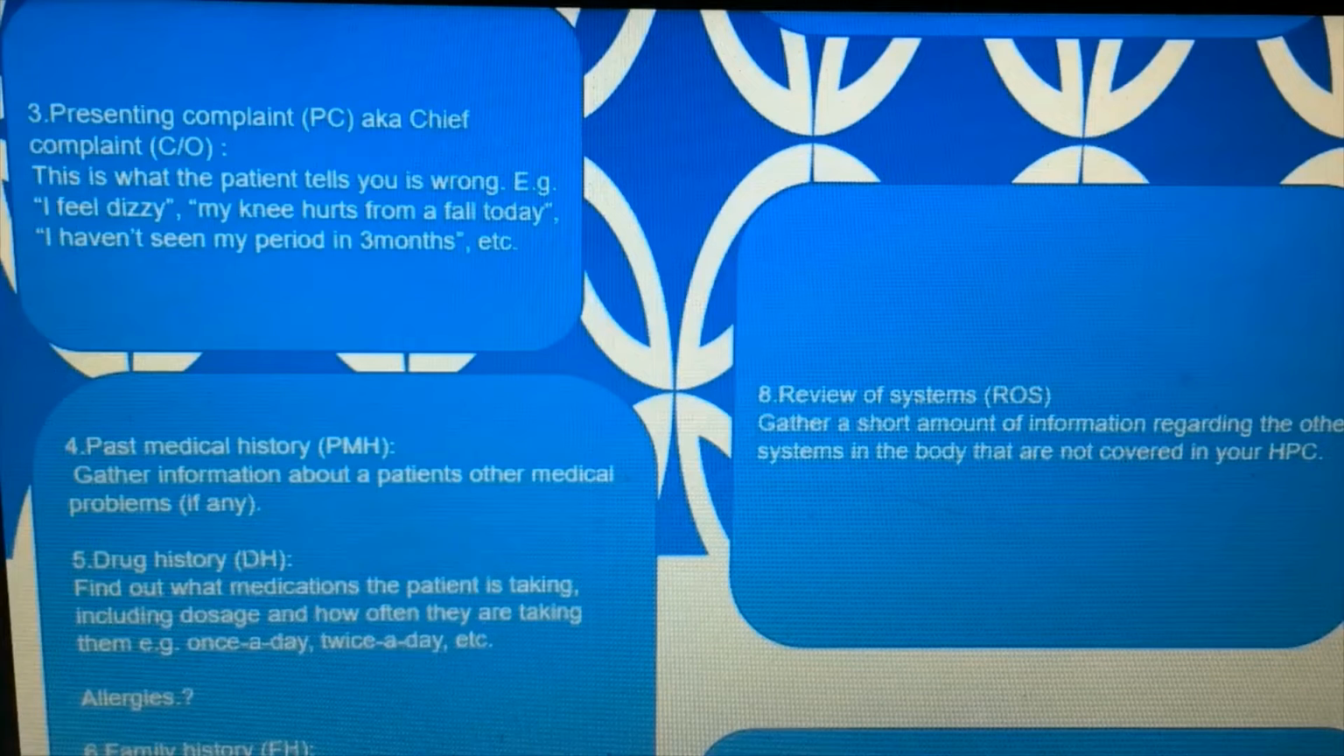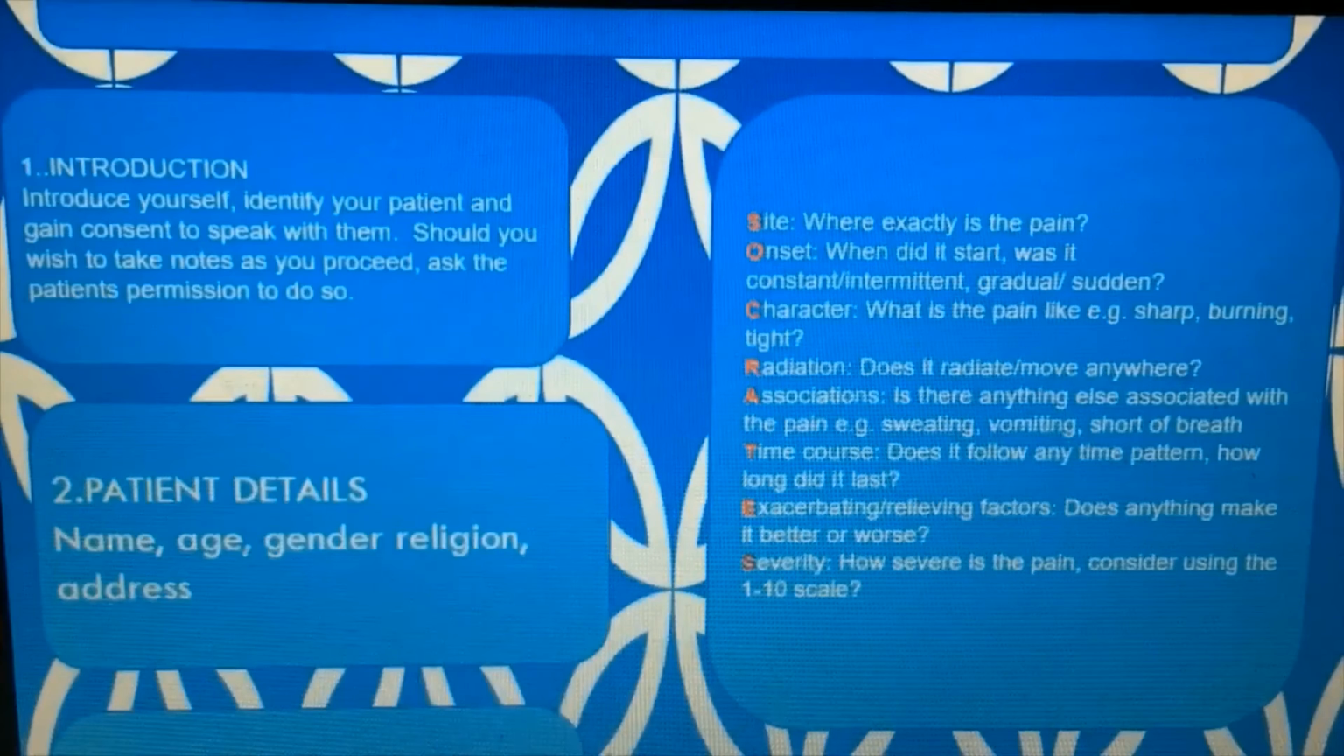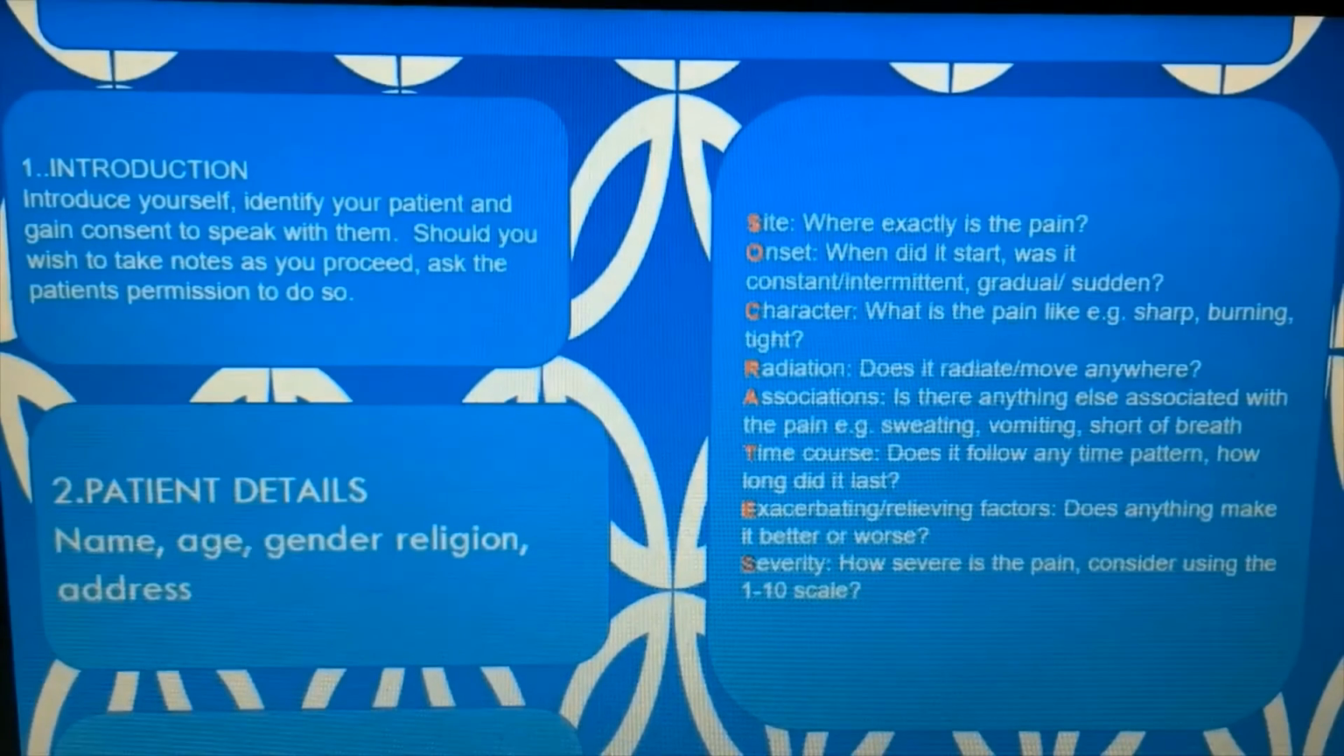After you have collected the chief complaint, you can now explore the complaint. There is a mnemonic which is usually used. Here you're going to ask the patient about these things: site, onset, character, radiation, association, time course, exacerbating, and severity. First of all, you ask them where exactly is the pain and when did it start. That's the onset. Is the pain constant or intermittent?